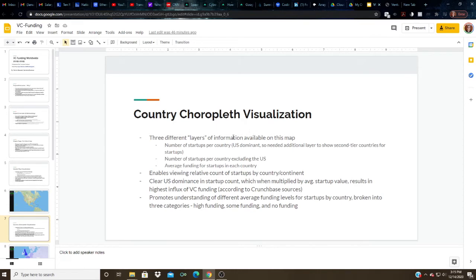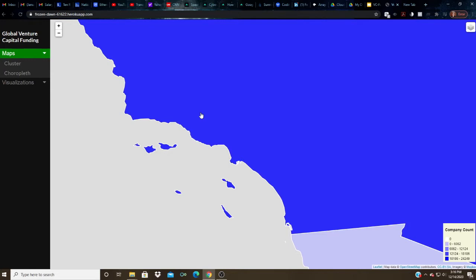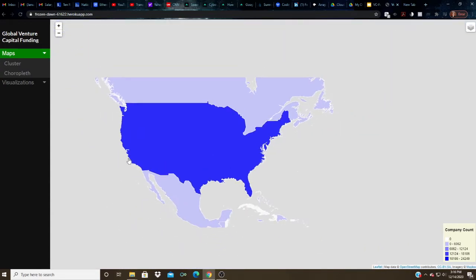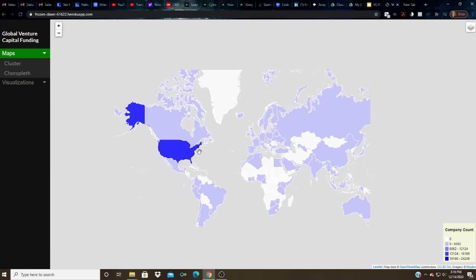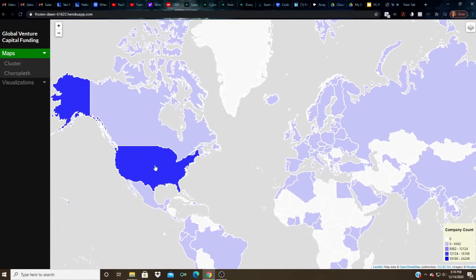With the Core Plus, we can go in and see there are 3 different layers of information available. We'll go into the number of startups per country, and we can look at that right now. You just click on Core Plus, and a Core Plus is a shaded map. The shading represents some value, and the different areas that are shaded are geopolitical boundaries, like the different nations and countries.